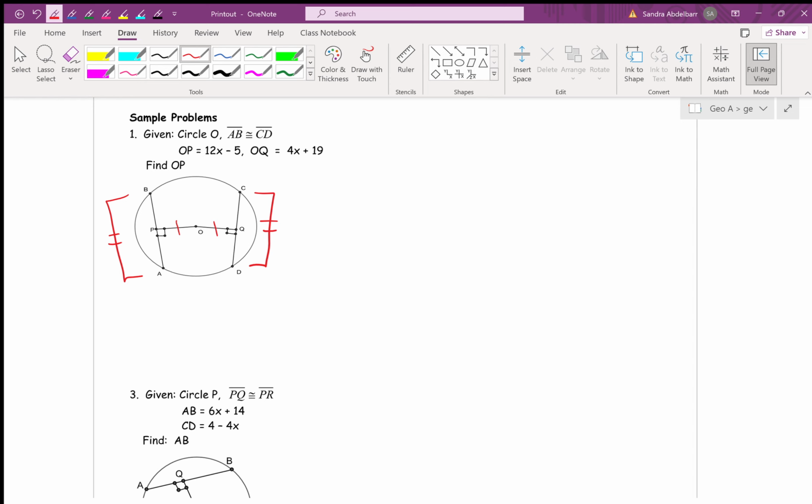Then we're going to have that OP, I'm going to label it, is 12x minus 5, and OQ is 4x plus 19. We want to find OP. In order to find OP, I need to solve for x. Well, aren't OP and OQ congruent? So can I set their variable expressions equal to each other? Yeah, so we're going to say OP is congruent to OQ. So we're going to say 12x minus 5 is equal to 4x plus 19.